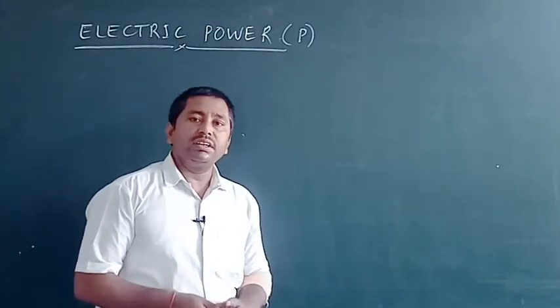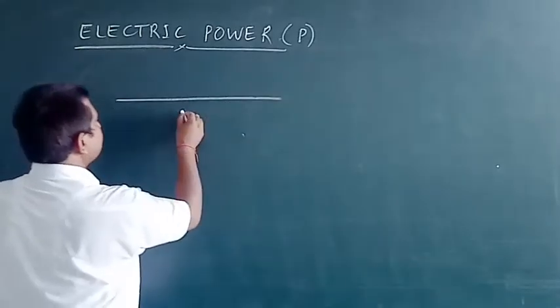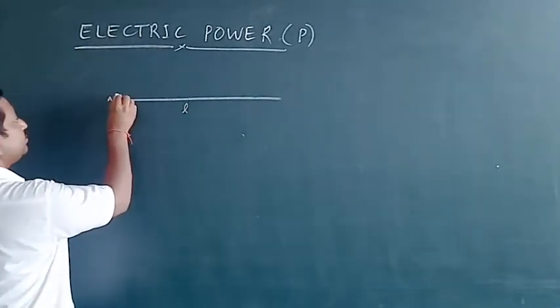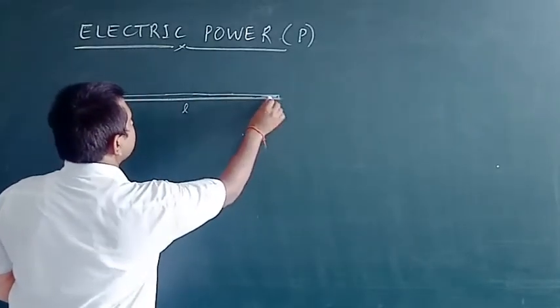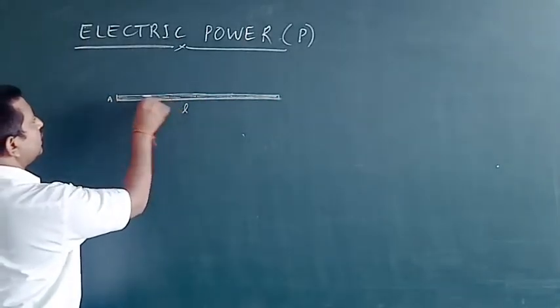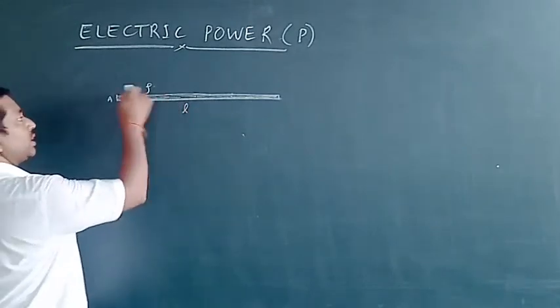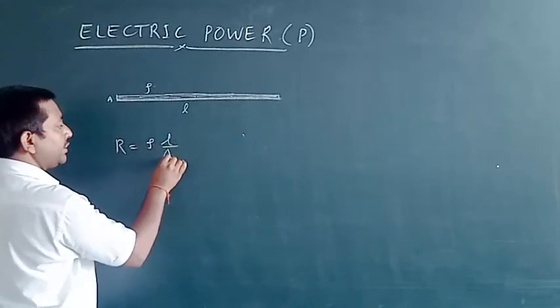It means if we have a conductor of length L, cross-sectional area A, and the resistivity of the material by which the conductor is formed is rho, then the resistance of the conductor is given by the formula R equal to rho L by A.